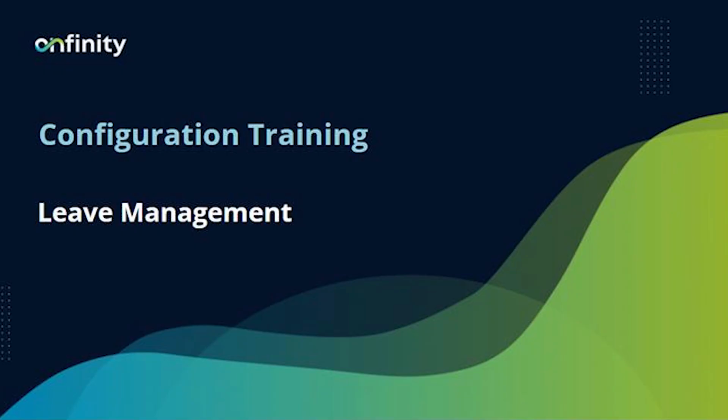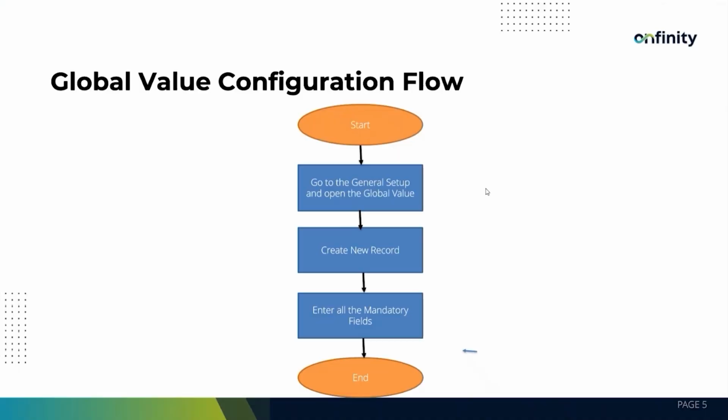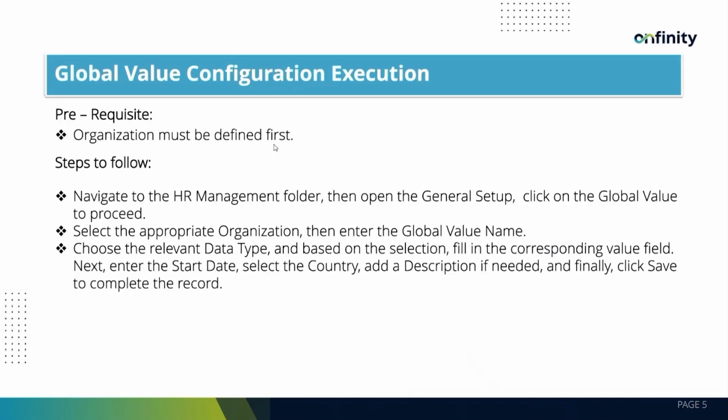For example, you can create values such as attendance-related allowances, payroll limits or rates, and leave caps like maximum allowed days. Let's begin by understanding the process flow. The user initiates the process by accessing the global value screen. A new record can be created here. Complete all required fields. Once the information is entered, save the record.